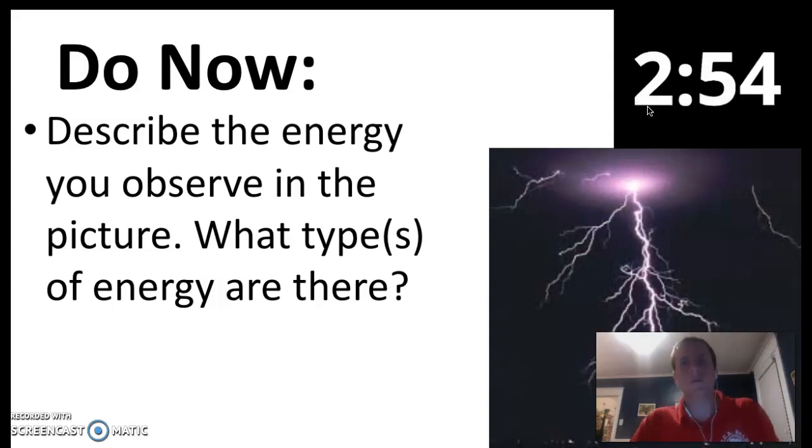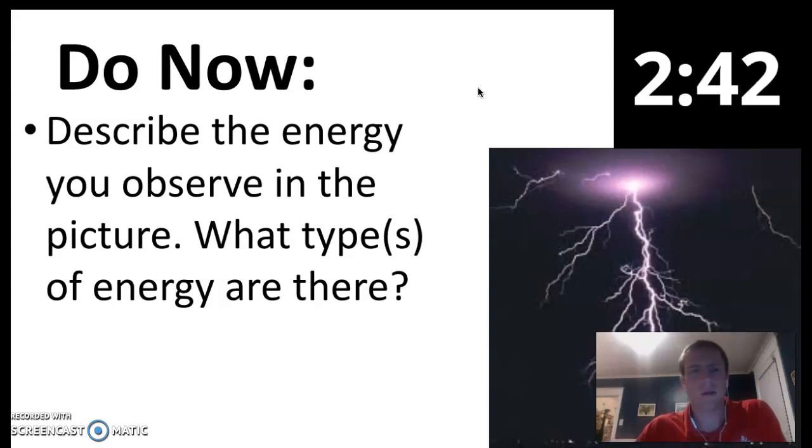So let's do now real quick. I'll simply take 3 minutes. I'm actually not going to have the timer on the whole time, but try and describe the energy that you see in this picture. We talked about potential and kinetic. Is it moving? Is it stored up? A mixture of both? What do you think? Take a second, think about it. Okay, you can unpause your video now.